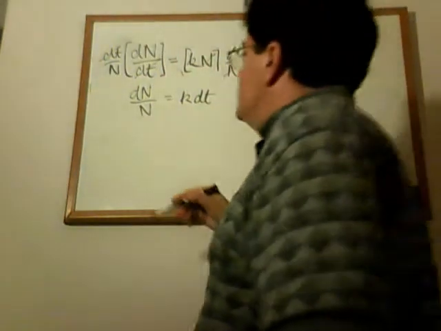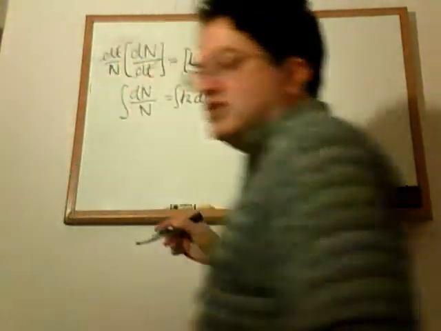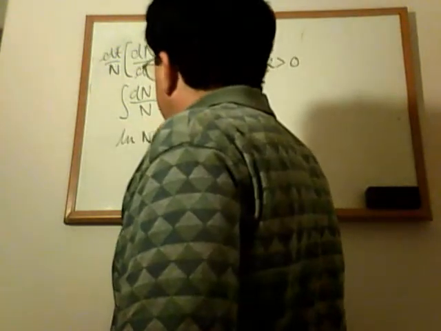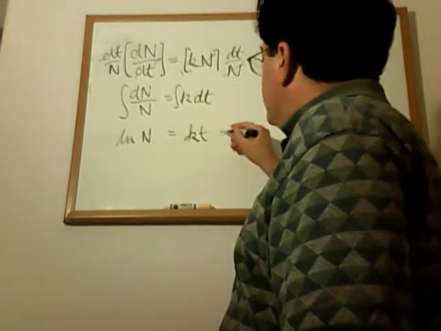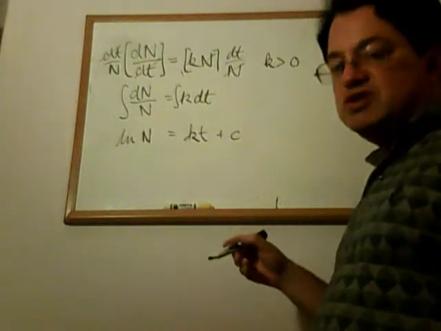So now we've separated the differential equation. The next thing we have to do is integrate both sides. So when you integrate the left side, you get the natural logarithm of N. And when you integrate the right side, you get kt. And then you have to put your integration constant. So you get log N equals kt plus c.